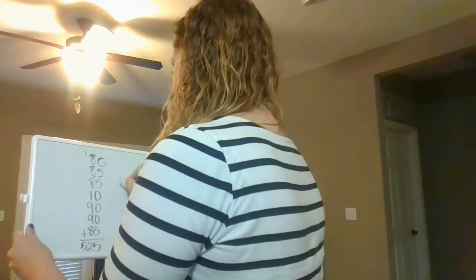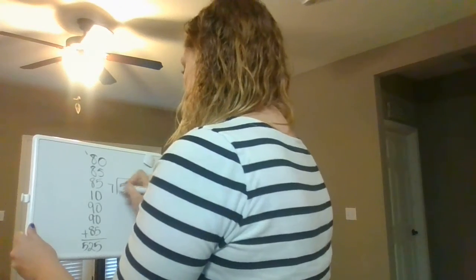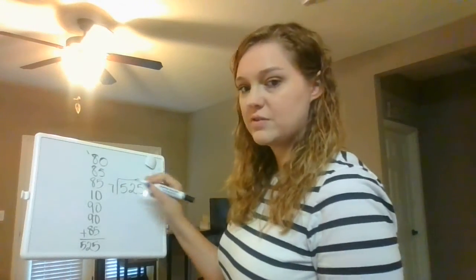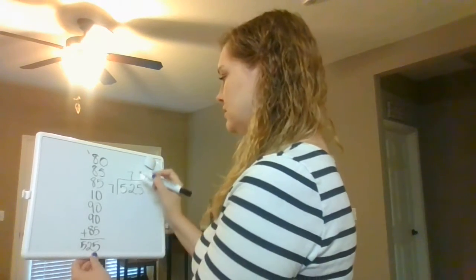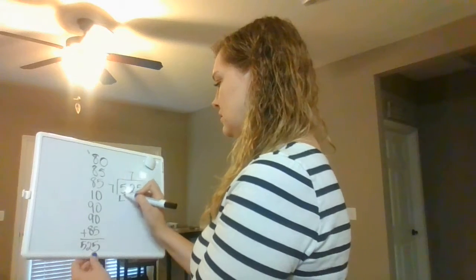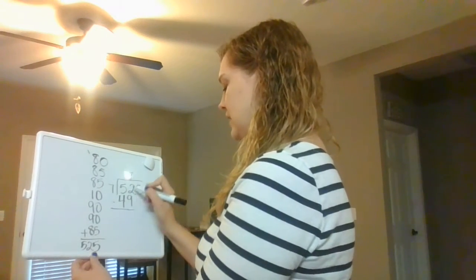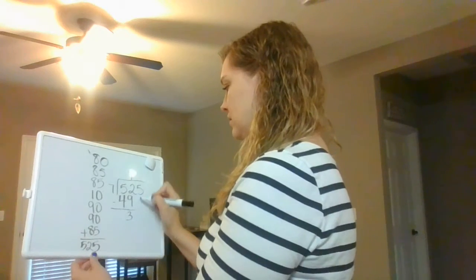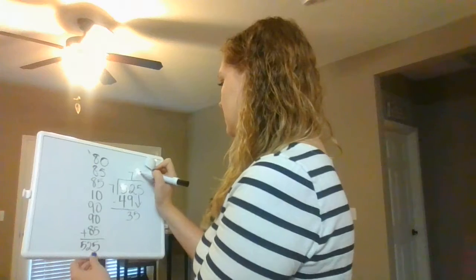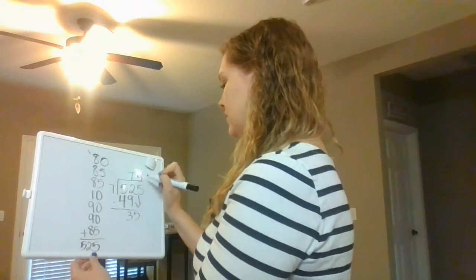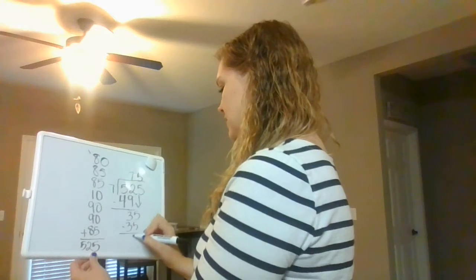So you do 525 divided by 7. 52 divided by 7 is 7. 7 times 7, 49. 52 minus 49, 3. Bring down the 5. 35 divided by 7, 5. 5 times 7, 35. 35 minus 35 is 0.